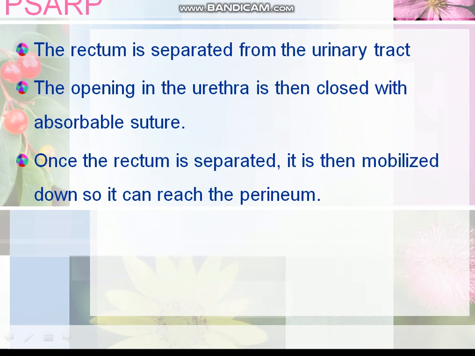The rectum is then separated from the urinary tract. The abnormal opening in the urethra is then closed with absorbable sutures. Once the rectum is separated from the urethra, it is then mobilized down so that it can reach the perineum.